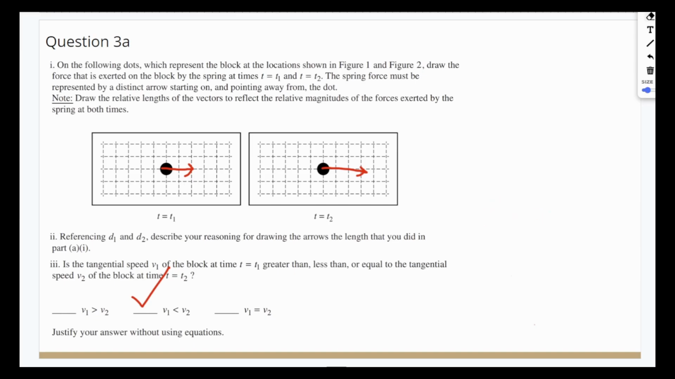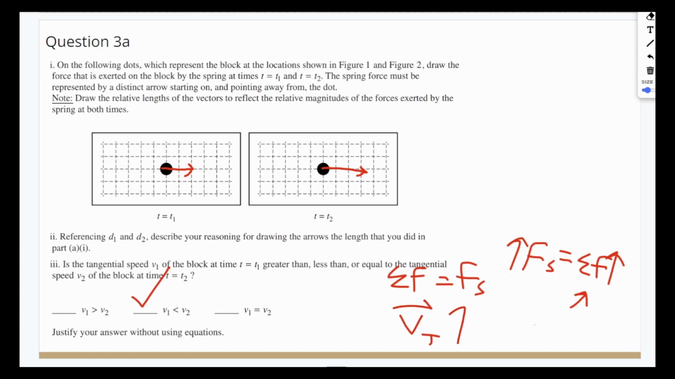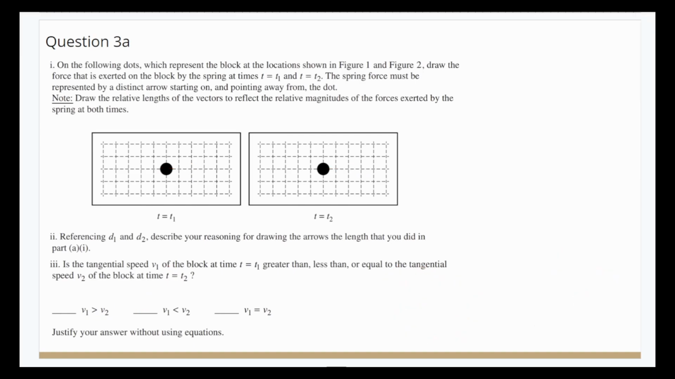Okay, so without using equations, essentially we know that net force equals spring force, no other force is acting on the system. And then what else we can say is that as spring force increases, that means that the net force would increase. And as net force increases, we can say that tangential speed will also increase by extension. And that is all you have to say for this one. I think the numerical explanation is better, but you can't even use that, so whatever. Next part.